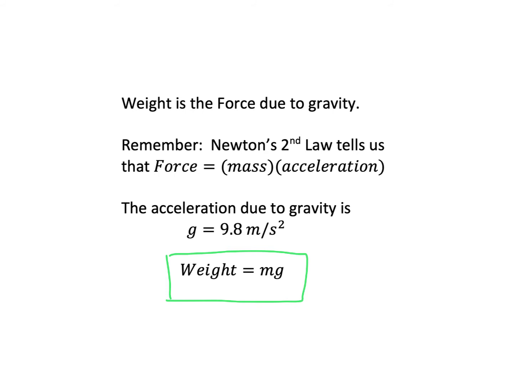Now, what if you were on Mars? You'd do exactly the same thing, but you'd have a different number for the acceleration due to gravity on Mars. And I don't know what that number is, but I could probably Google it and look it up if I really needed it. But we're not going to worry about Mars in this class. We're just going to assume that if we're talking about your weight, we're going to be talking about your weight on the Earth.